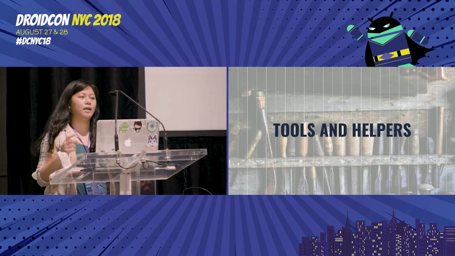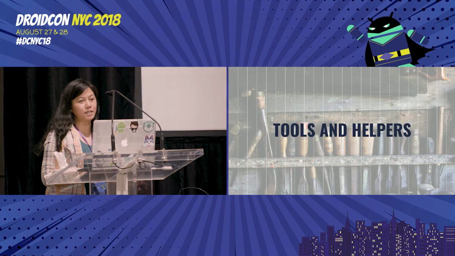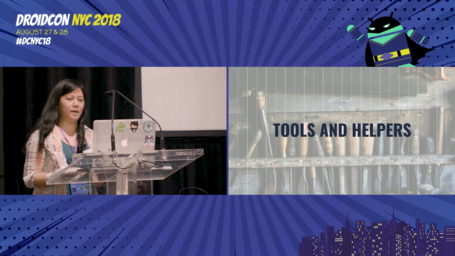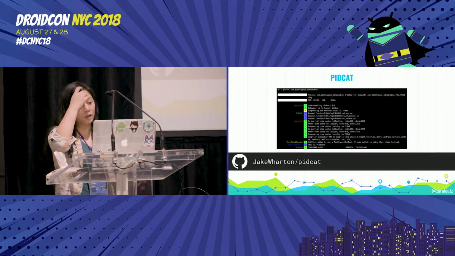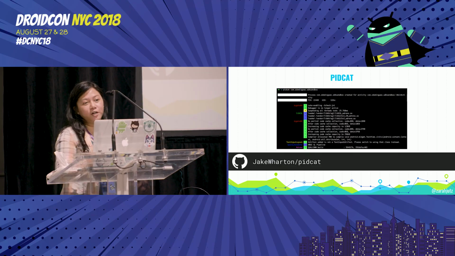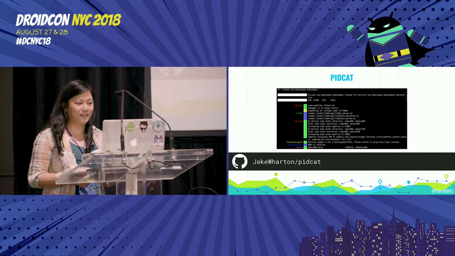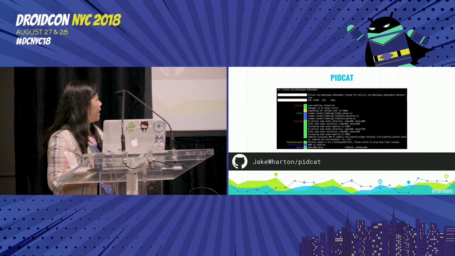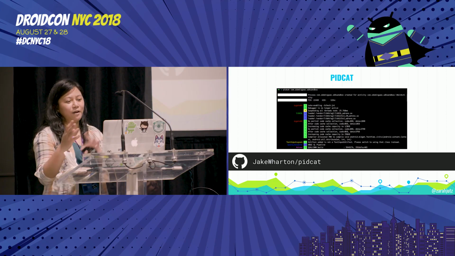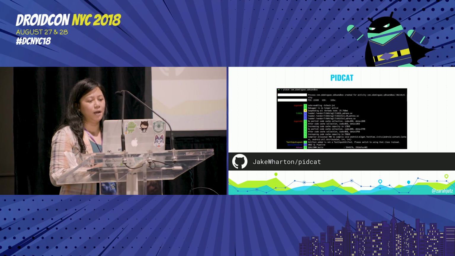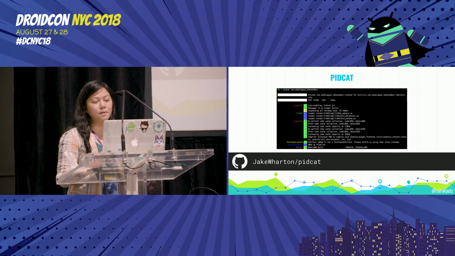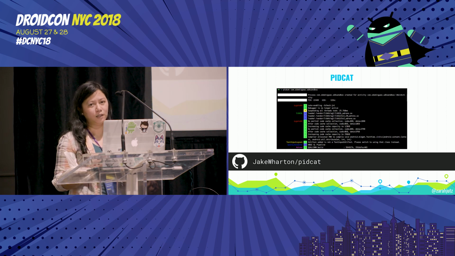Tools and helpers. Now we'll talk about some third-party tools and helpers that I tend to use a lot in my everyday development. So for an alternative version of logcat, we can install pidcat. It provides colorized log levels, it aligns everything nicely into columns, and most important of all, it reduces a bunch of noise that our normal logcat generates.